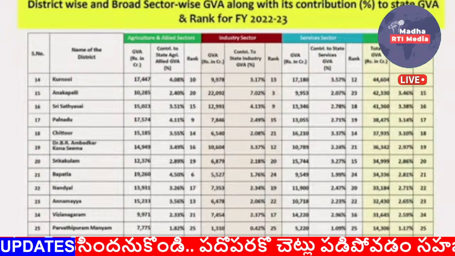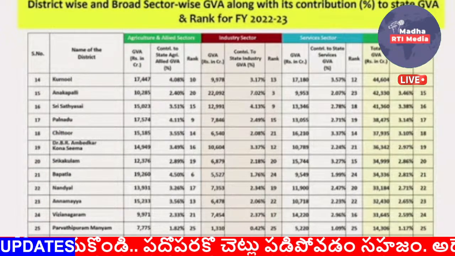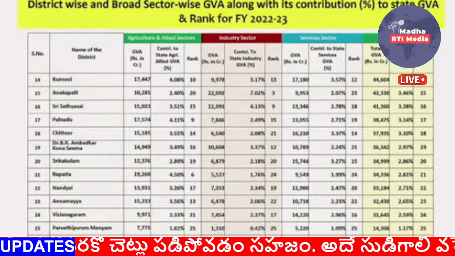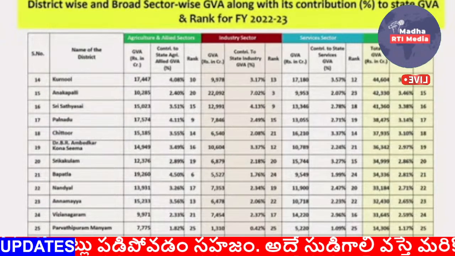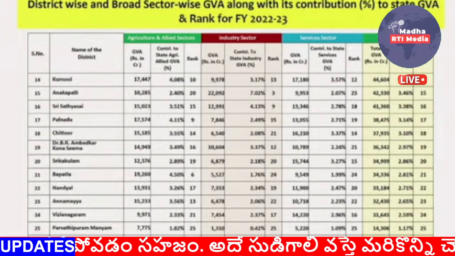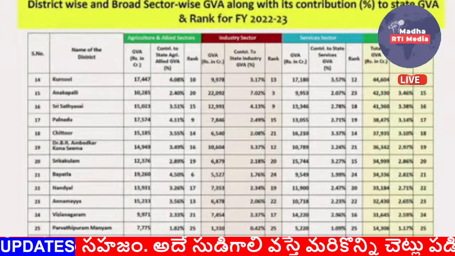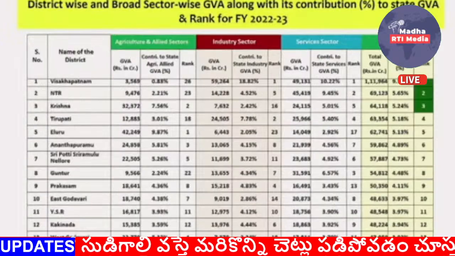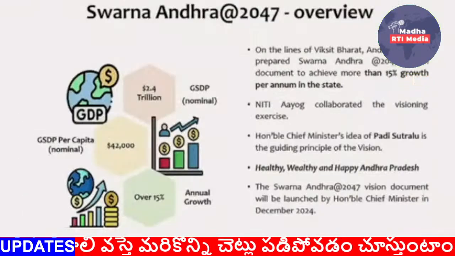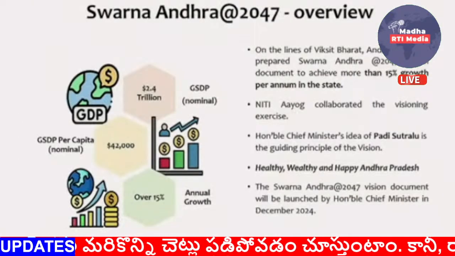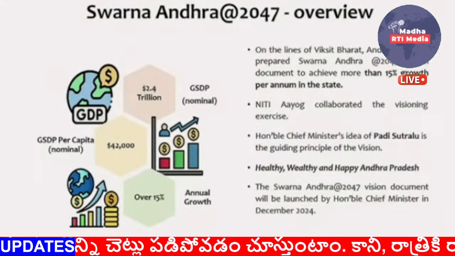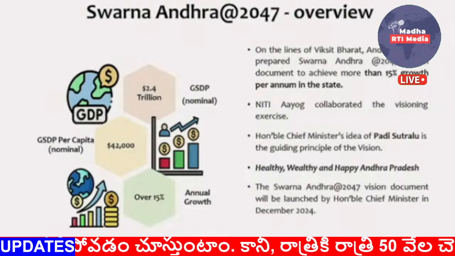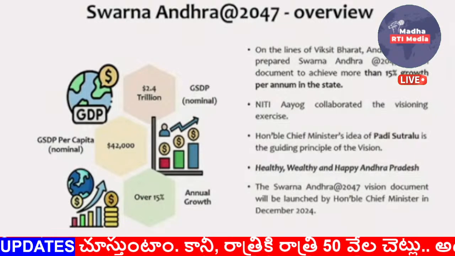So this is the breakup. Presently we are around 8.75% or 9%. Now if we have to grow to the objective which the Honorable CM has set, the target of 15% growth, the first exercise that we have taken up is the Andhra Vision 2047 program.